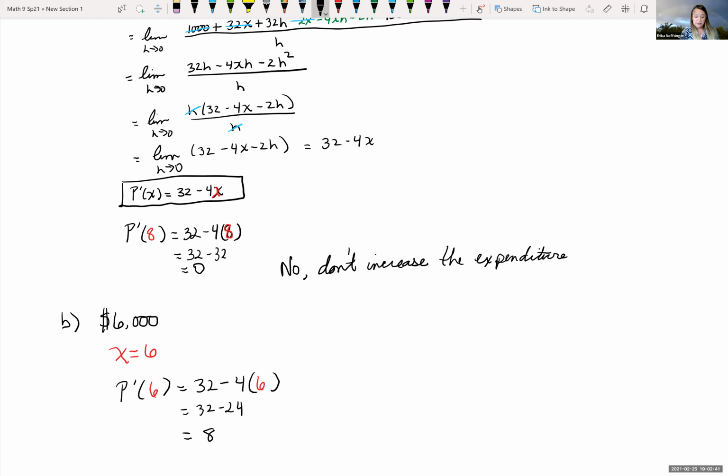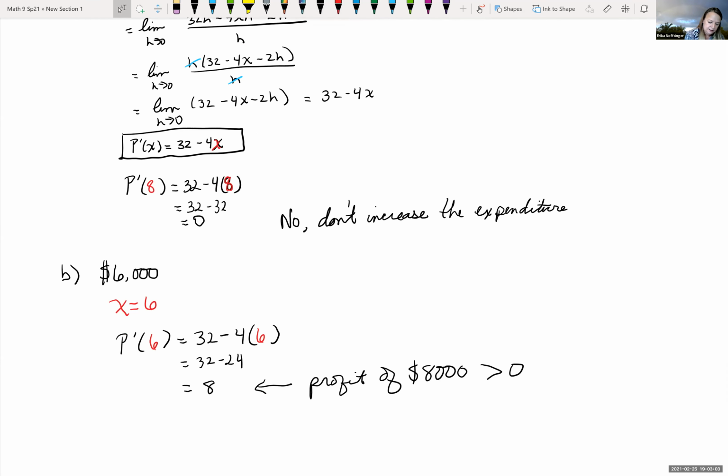Okay, so another thing to be careful about, because remember our profit was also in terms of thousands of dollars. So this would be saying we would have a profit of $8,000. This is greater than 0. So our profit is increasing. So in this case, we would want to increase. Yes.